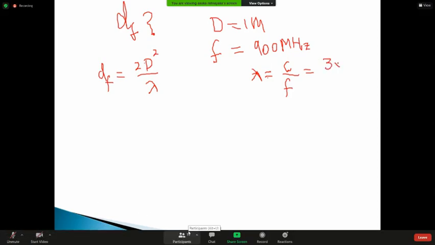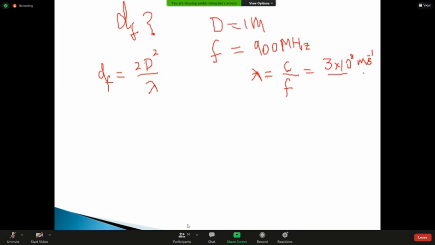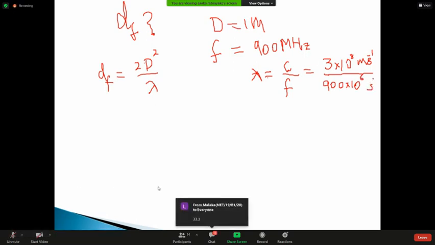So to find the wavelength, you have to substitute these values. 3 into 10 to the power 8 is c, the speed of light, in ms minus 1. Frequency is 900 megahertz. Megahertz in hertz, 900 into 10 to the power 6. Right. So hertz is per second.